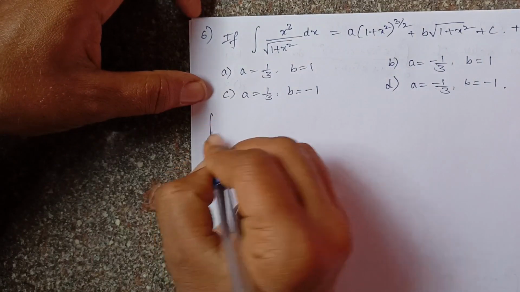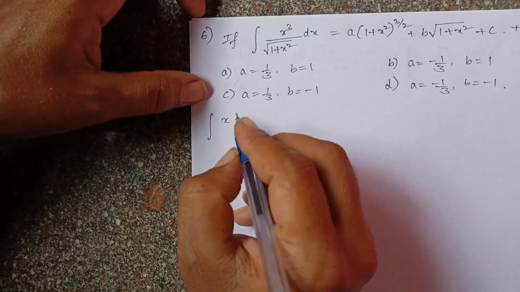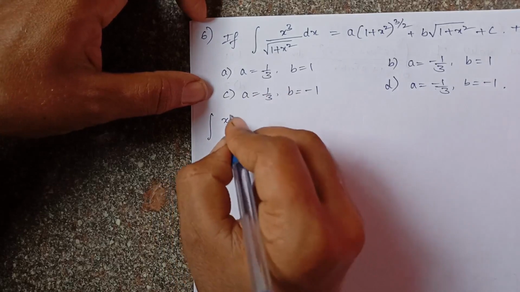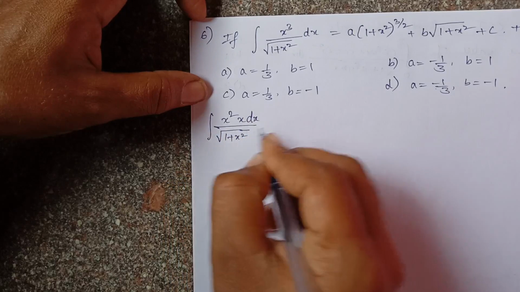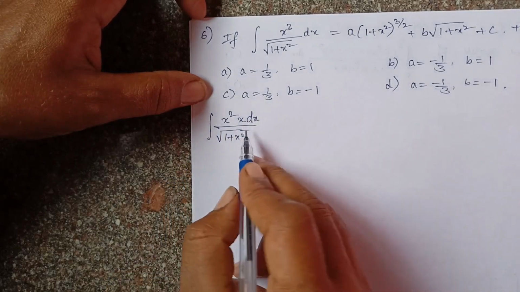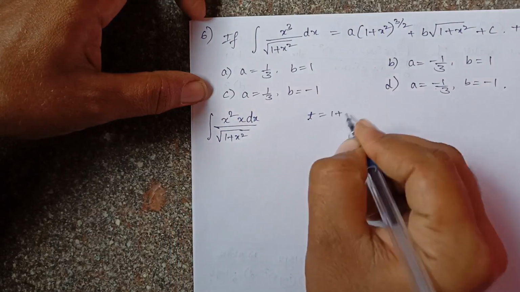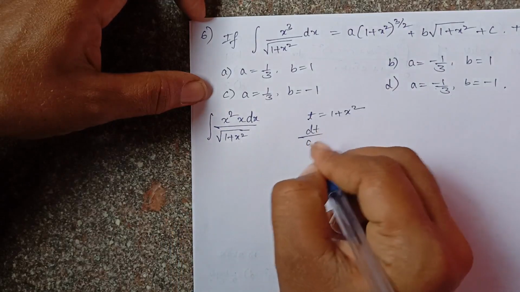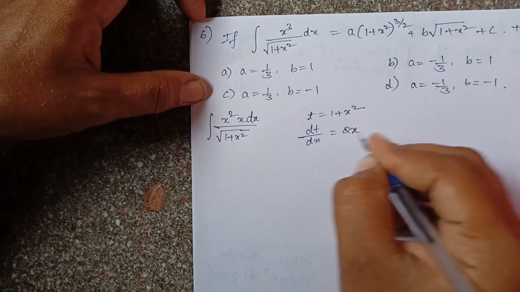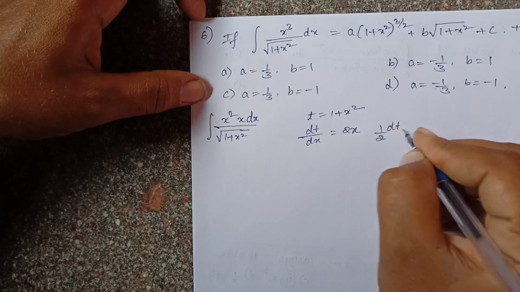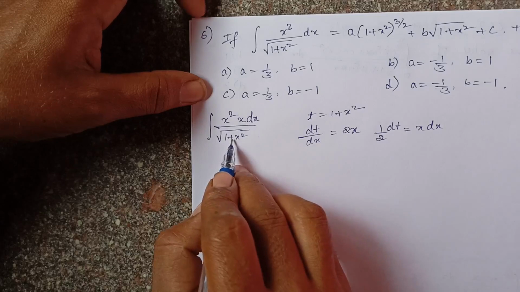Left hand side, integration of x cube by square root of 1 plus x square. I will write it as x square into x into dx divided by square root of 1 plus x square. Why am I writing like this? Differentiation of 1 plus x square gives us x, you know. So let us put t is equal to 1 plus x square. dt by dx is equal to 2x, since differentiation of 1 is 0. So 1 by 2 into dt is equal to x into dx.